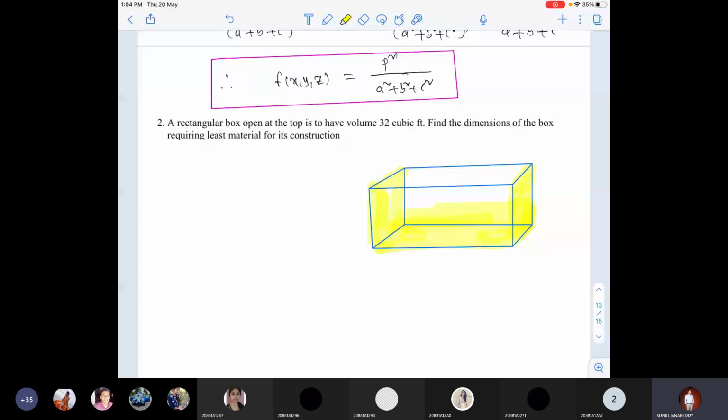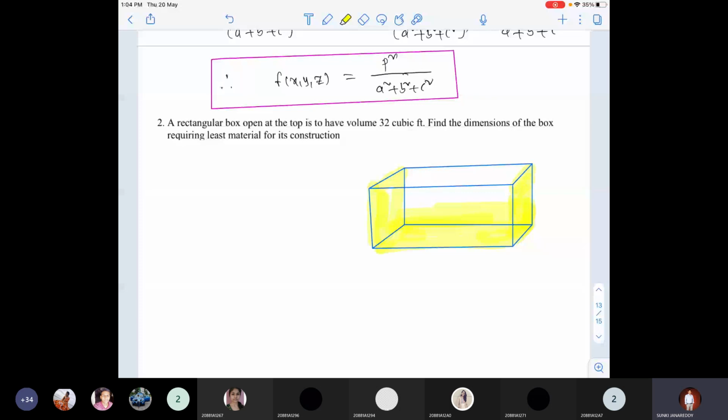Here I am taking first, you think about that one. Let x feet, y feet, and z feet be the dimensions of the rectangular box. Okay, here, what is the given relation?